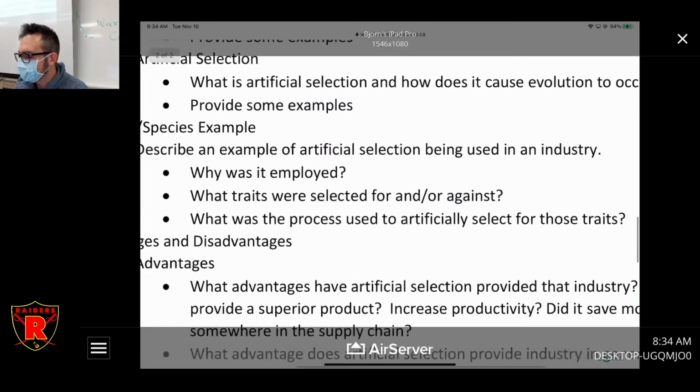And then the process. So how did they actually do it? How do you do that process with your particular industry, whatever it happens to be? Corn, yeah, pick. Okay, there's like a million things. Pretty much anything that we've domesticated, we've done this.